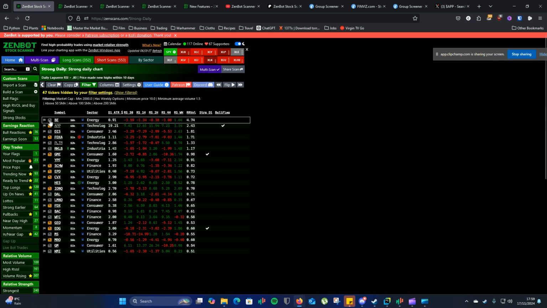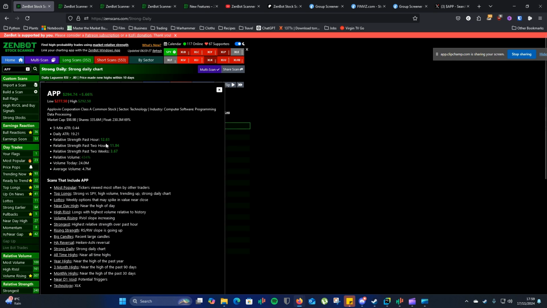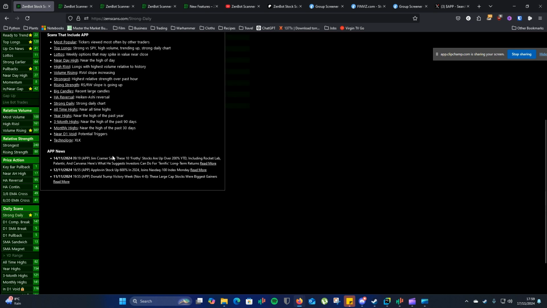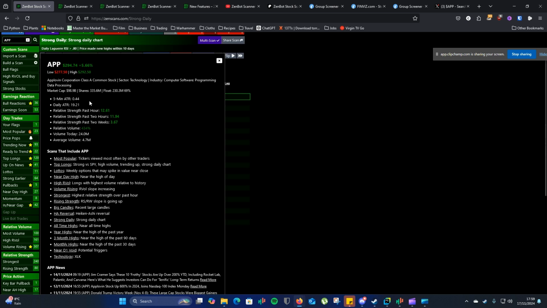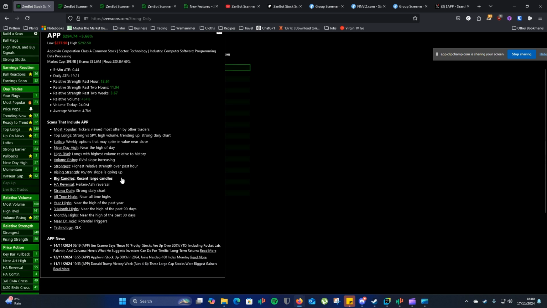Another great thing we can see on here that's quite useful to know is sometimes it's difficult to find the news for a stock, isn't it? So if you click into that little bit of paper, you can just see what scans this ticker already appears on. APP, I know is a good pick because I've looked at it recently, but we can see the relative volume is great, its relative strength is also great, and it appears on a lot of our scans. Good sign. And sometimes it's interesting to know why.